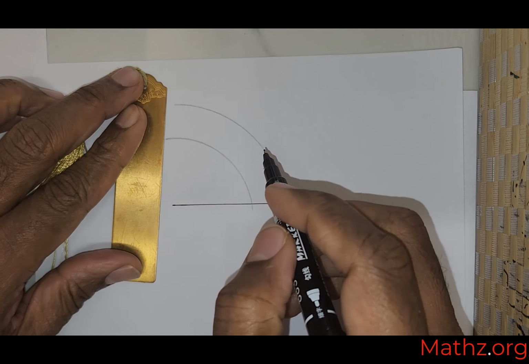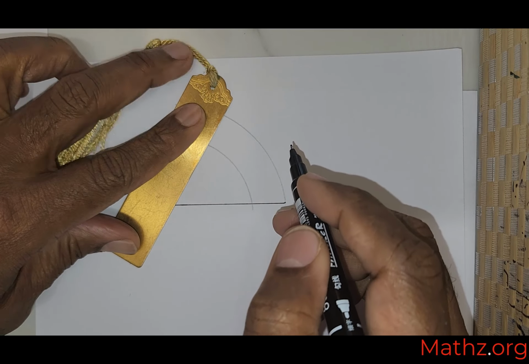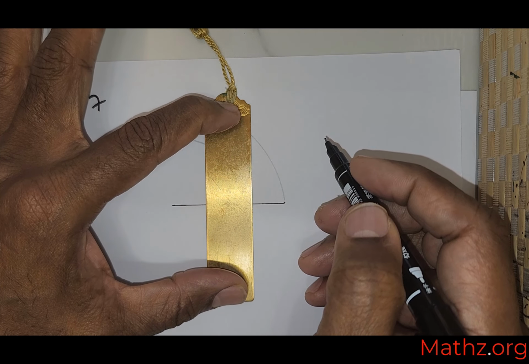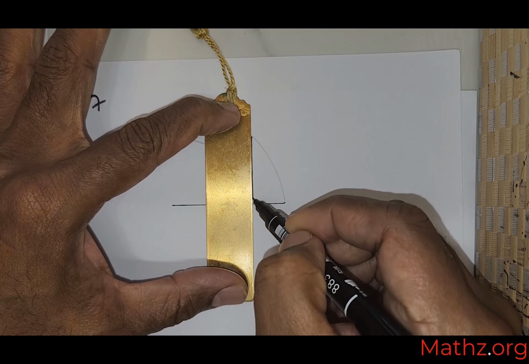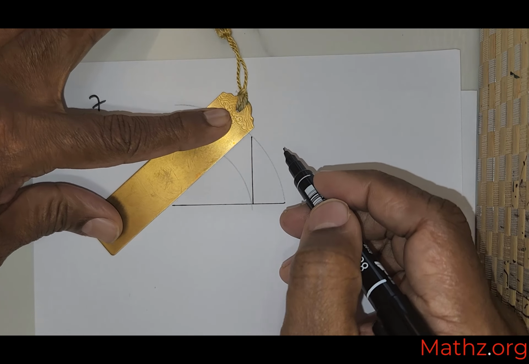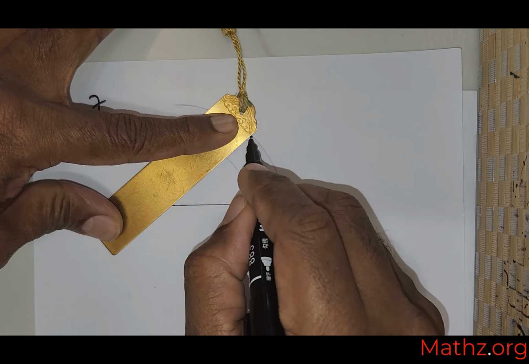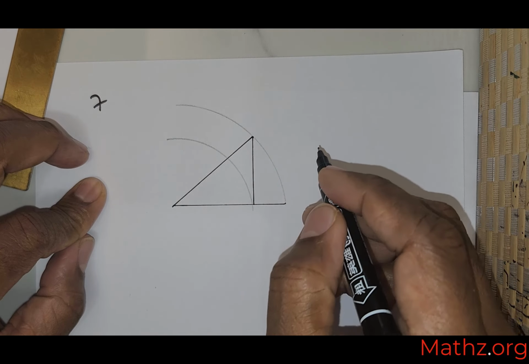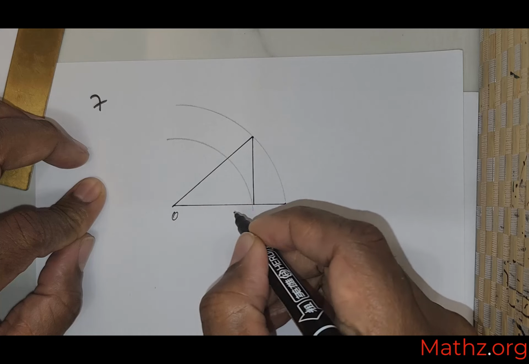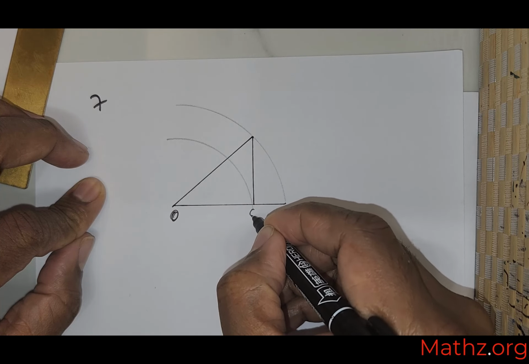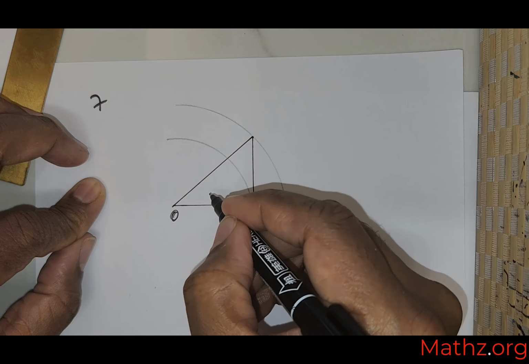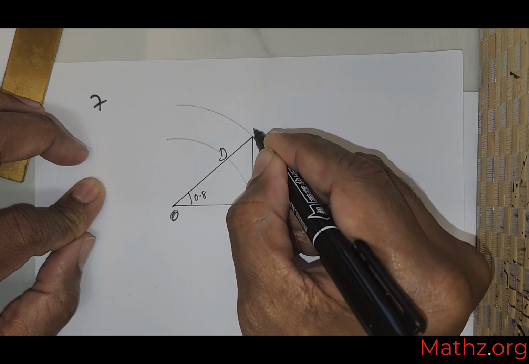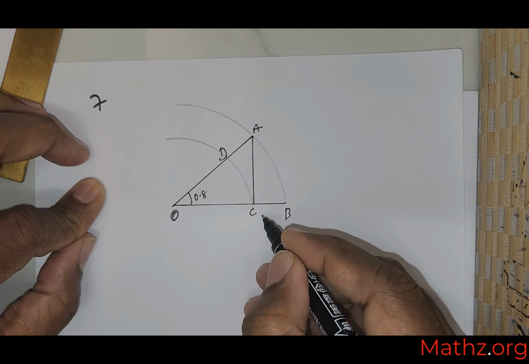It is the approximate shape, and you have this point O, C, B. This is 0.8 radians. This point is D. This point is A. This is 90 degrees.